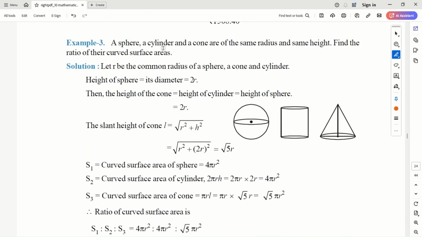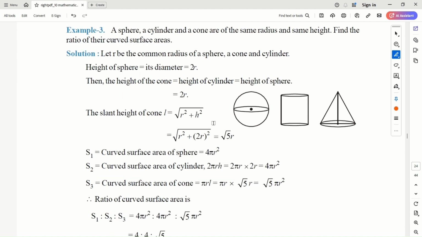Next. A sphere, cylinder, and a cone are of the same radius and same height. Find the ratio of their curved surface areas. Okay, this is a very good problem. There are no numbers given, if you see. So sphere, cylinder, and cone are of the same radius and same height.